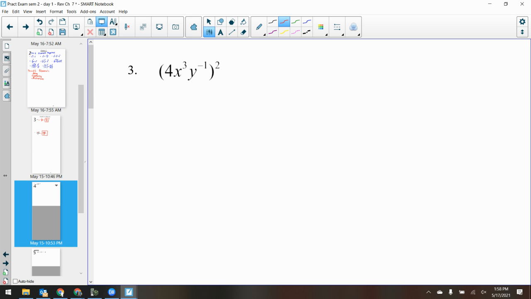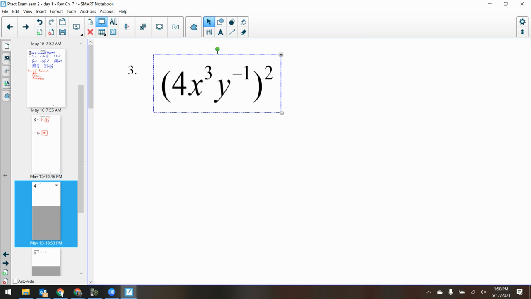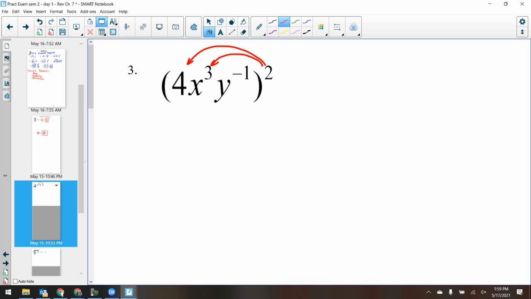4x to the third, y to the negative first, raised to the second power. Now, I can distribute this exponent into my product. Why can I do that? Because this is all multiplication, I can take this power and distribute it in. If there were any addition or subtraction signs down below, I would not be able to do that. But since it's all just multiplication, I can distribute the power.